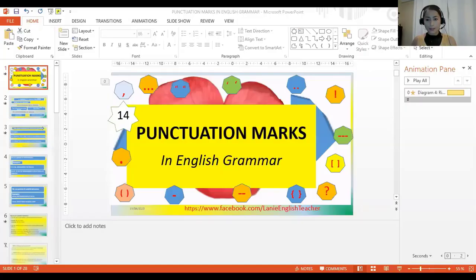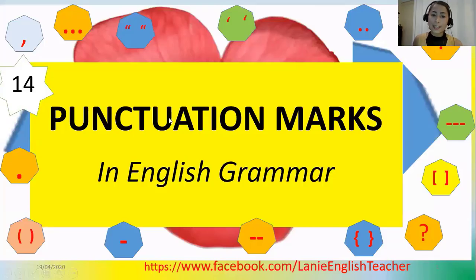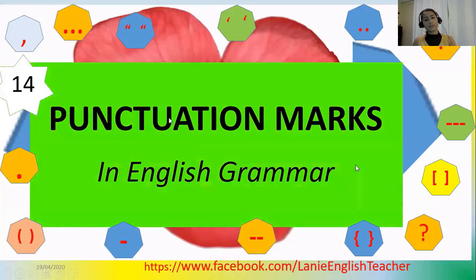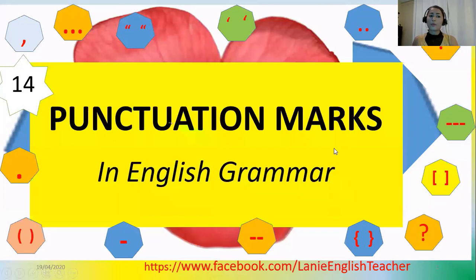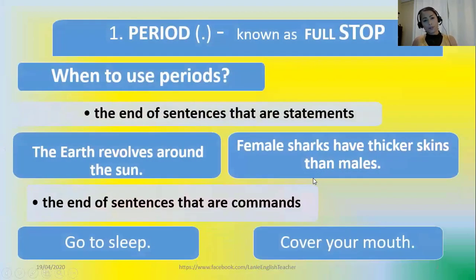Now allow me to share my slides so that you can follow me. There you go. Actually, I'll be talking about 14 commonly used punctuation marks in English grammar. Three of the 14 punctuation marks in English grammar are used as sentence endings. So let's begin with the first one, which is period.